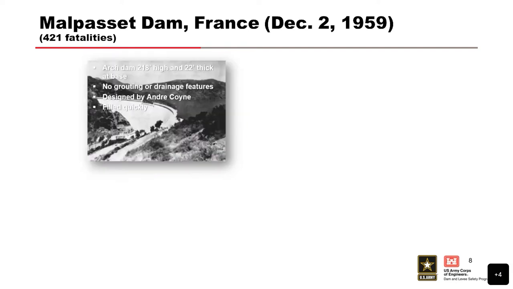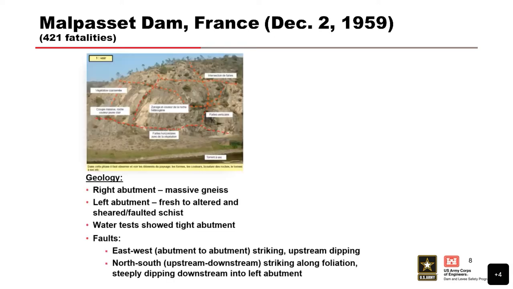And you can see here on this slide, the first slide, the geology. The right abutment was a massive gneiss. The left abutment was fresh to altered, sheared, faulted schist. The shear zones are key in this assessment, as well as the schist foliation. The water test showed the right abutment was tight, but there were numerous persistent faults in the left abutment, and you can see the orientations in the right slide. Next.